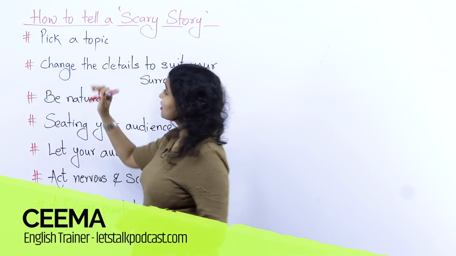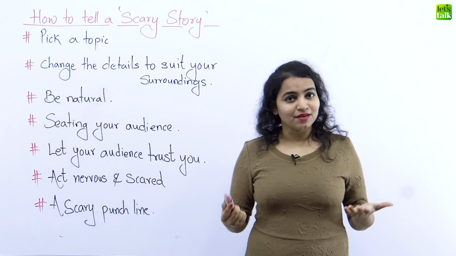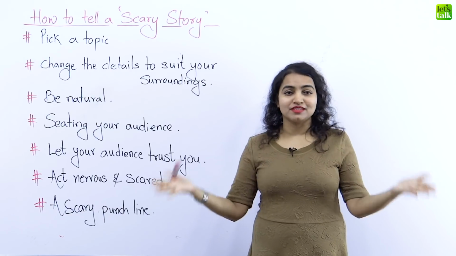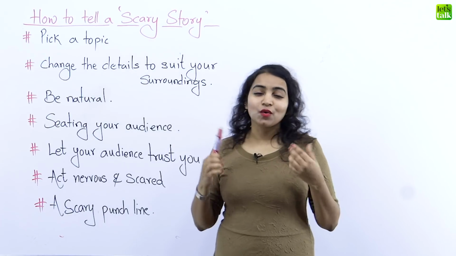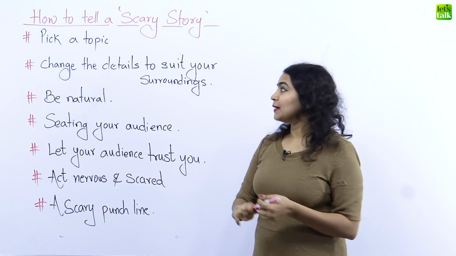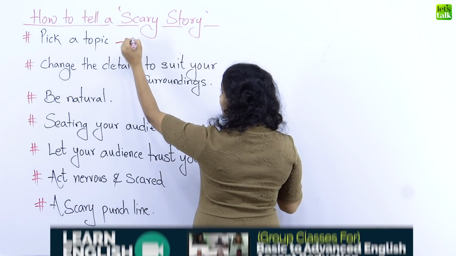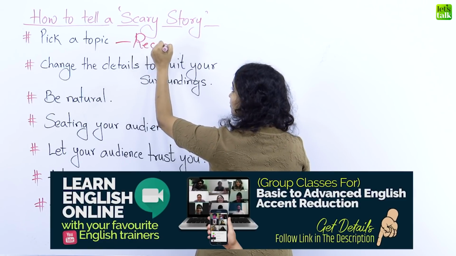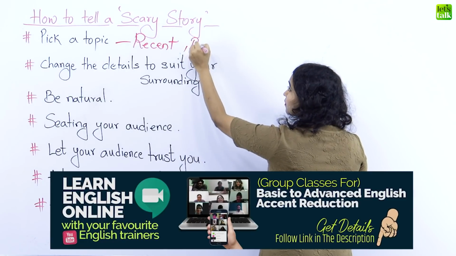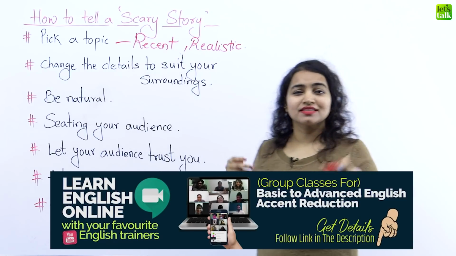The first one is picking a topic. Of course, a story requires a topic, right? A story cannot ever start without a particular subject. Now, the question is, how do you pick a topic? Well, you are going to talk about things which are recent, which are a little bit more realistic. So where will you get these things from?